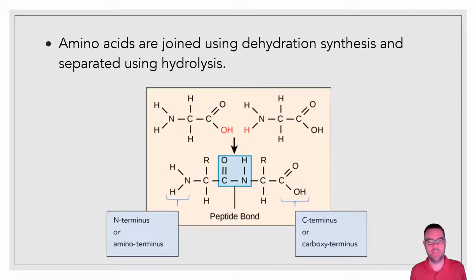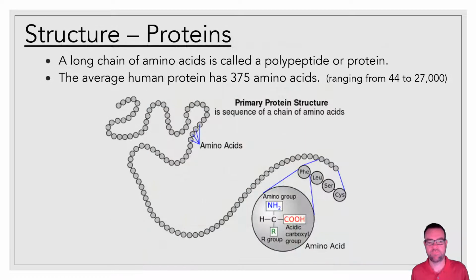Okay, amino acids are joined using, surprise, surprise, dehydration synthesis, and broken apart using hydrolysis. So dehydration, of course, removes the water, and it's going to form a particular type of covalent bond. It has a specific name. It's called a peptide bond. Put a bunch of those together, polypeptide. That's a protein. All right, the end that has the amino group is called the N-terminus or amino terminus, and the end of the protein that has the carboxyl group is called the C-terminus or carboxy terminus.